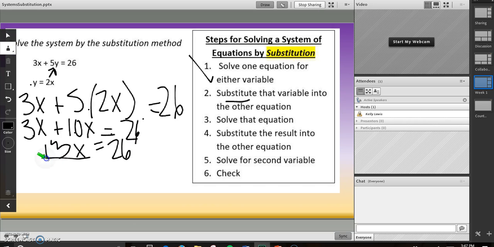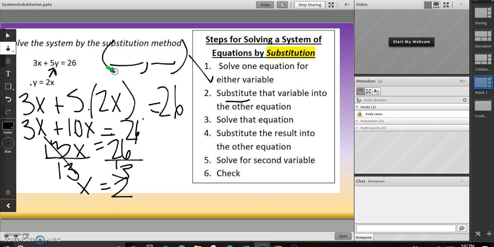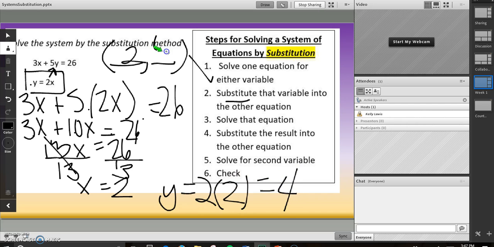All right. We want, remember, when a letter is all by itself, we want it to equal a number. So divide by 13 because he's being multiplied. 26 divided by 13 is 2. And so when I solve a system, I'm going to get an x comma y. So now I'm going to come right here, and I'm going to write y equals 2 times the x. And the x is 2. So I get 4. So I get 2 comma 4 is my answer.